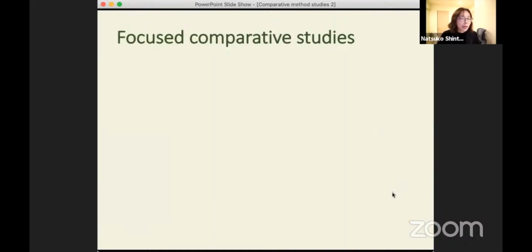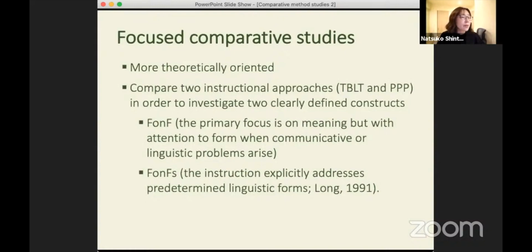Okay, let's have a look at another type of comparative study, method-focused comparative studies. Focused comparative studies are often motivated by theoretical hypotheses. Studies comparing TBLT and PPP often aim at investigating two clearly defined constructs, focus on form and focus on forms. In focus on form instruction, the primary focus is on meaning, but with attention to form when communicative or linguistic problems arise. And in focus on forms instruction, the instruction explicitly addresses predetermined linguistic forms.